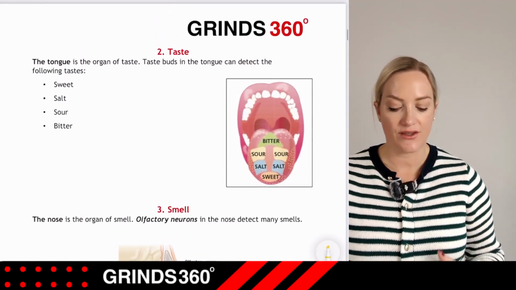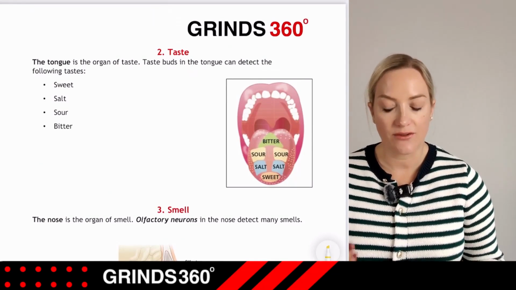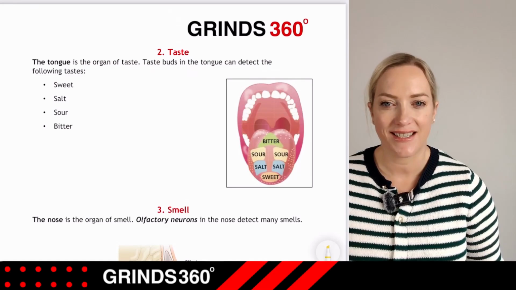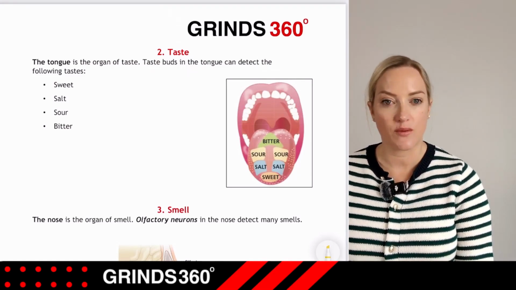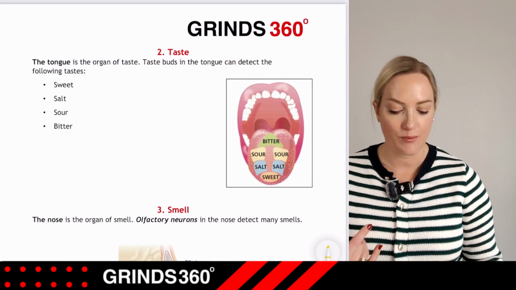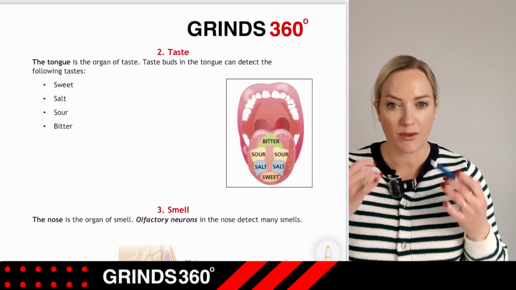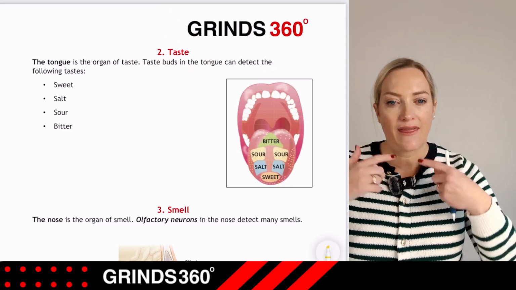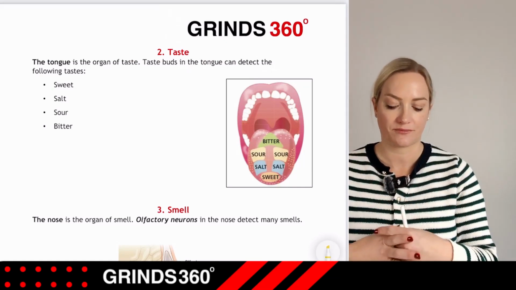Which brings us on to taste, and our tongue. The tongue is an organ of taste. Your taste buds in the tongue can detect the taste of sweet, salt, sour, and bitter. They say at the tip of your tongue we taste the sweet, followed by the salt, followed by the sour, and then the bitter taste we taste at the back of our tongue.